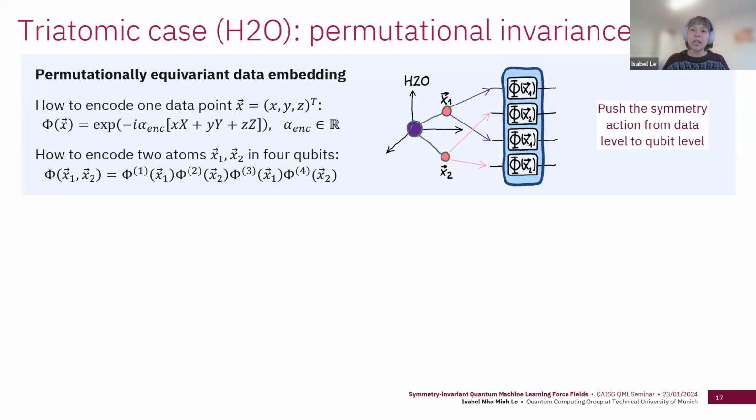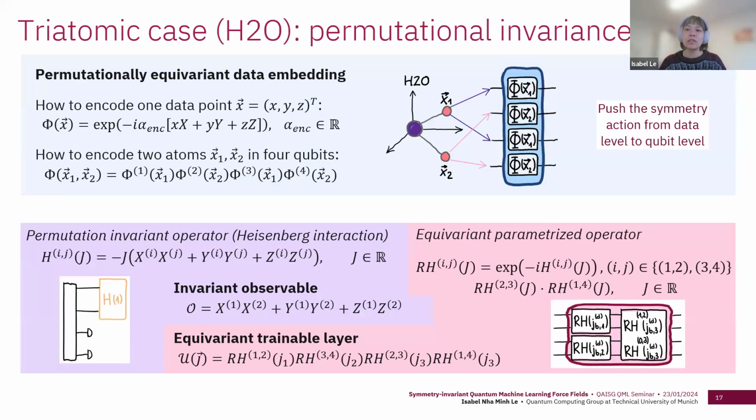Again, we choose to encode each atom twice, as depicted here. So each atom in two qubits, kind of, repeatedly. And for the invariant operator, we note that our Heisenberg interaction is invariant under swapping of the two involved qubits. So therefore, we can make use of the same observable as before.